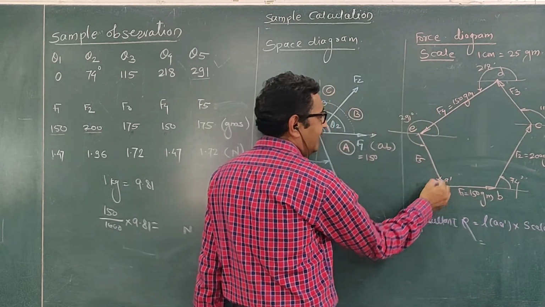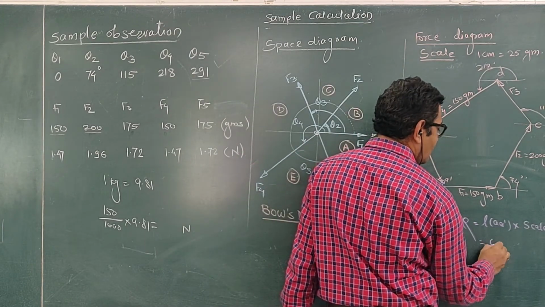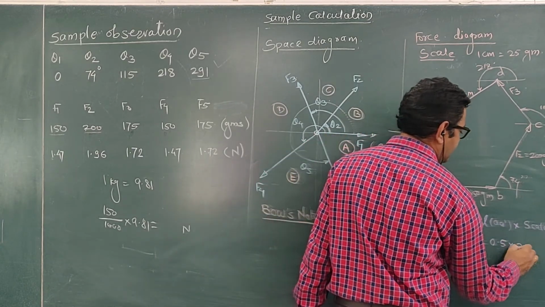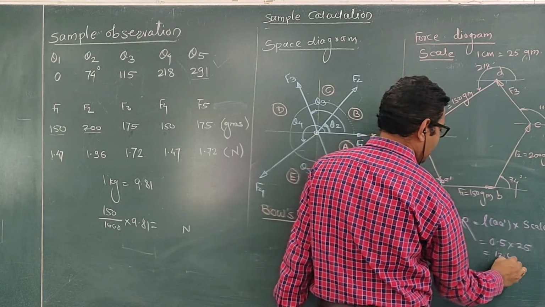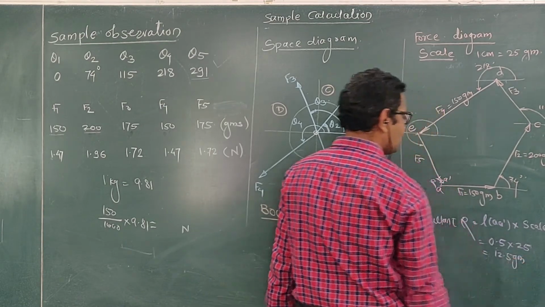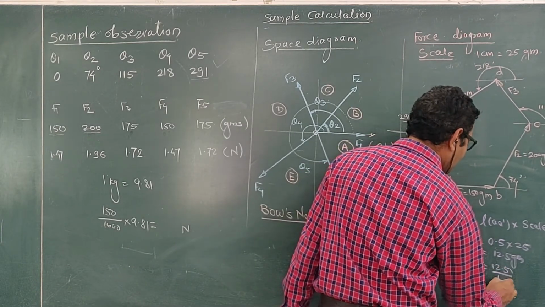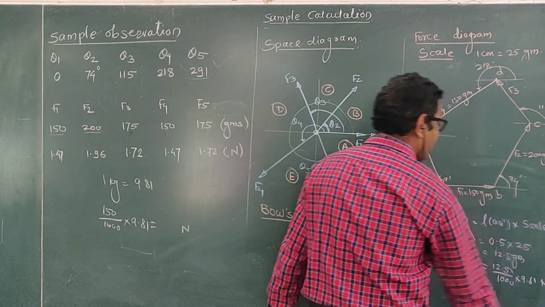Suppose this A dash length, if you get it as 1 centimeter or as 0.5 centimeter, measure this A dash. If it is 0.5 centimeter multiplied by 25 grams, which is equal to 12.5 grams, it means the resultant is 12.5 grams, and now you can convert it. 12.5 divided by 1000 becomes kg, into 9.81, so it becomes Newton.